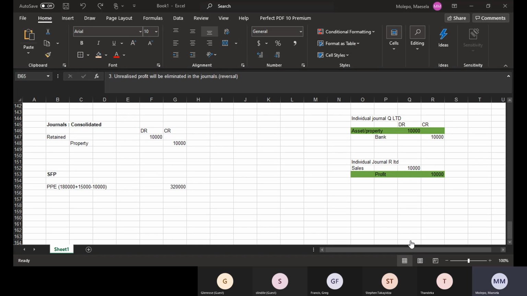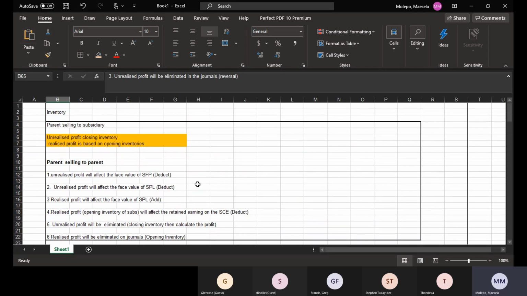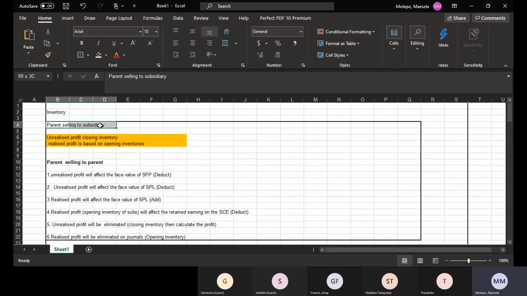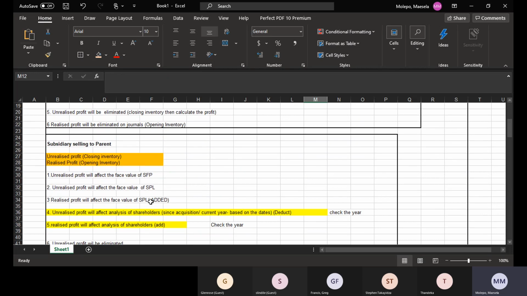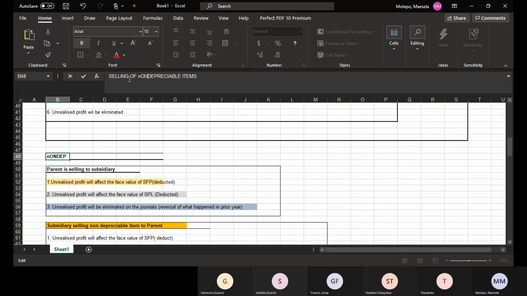Okay. Then that is the summary of a situation where the parent is selling a non-depreciable item to the subsidiary versus a situation where the subsidiary is selling non-depreciable items to the parent. So the main thing which is important is those things that I presented at the beginning. If you know that when you are dealing with inventory, this is how you need to tackle your situation. And if you are dealing with inventory, the parent selling to the subsidiary, this is how it's going to affect your statement. And if the subsidiary is now selling to the parent, this is how you're going to tackle this. And then if it's a situation where the parent is selling a non-depreciable item, so here it should be the selling of non-depreciable.